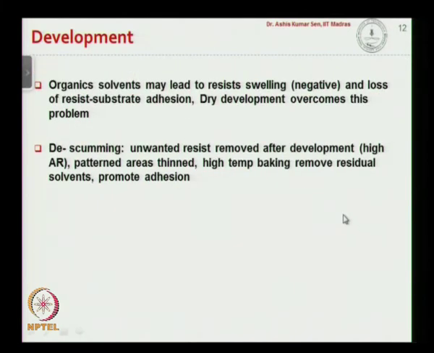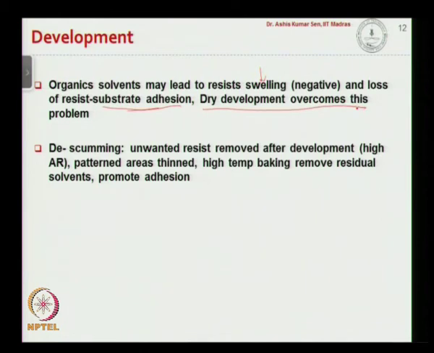The downside of organic solvent is going to be the resist swelling, the swelling of the photoresist when it is put in a developer solution. So there could be a problem in terms of the adhesion between the resist and the substrate. Dry development will not have such a problem in terms of adhesion.